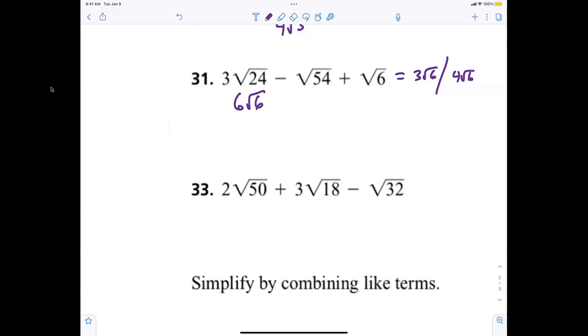Which probably means the other ones have a what? Radical 6. So 54, 9 and 6. So the 9 breaks down to a 3, so it's minus 3 radical 6. And then there's another what? 1 radical 6. So those of you guys who said 3, you probably just forgot this one right there.